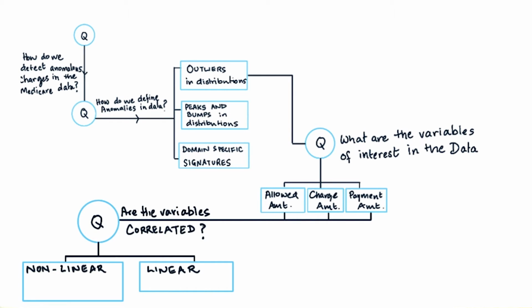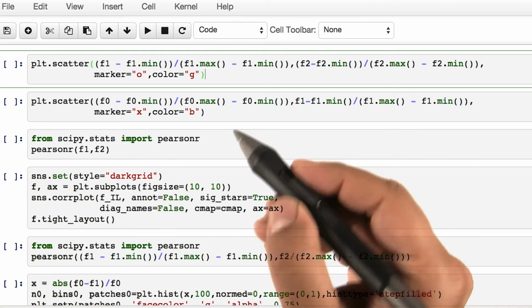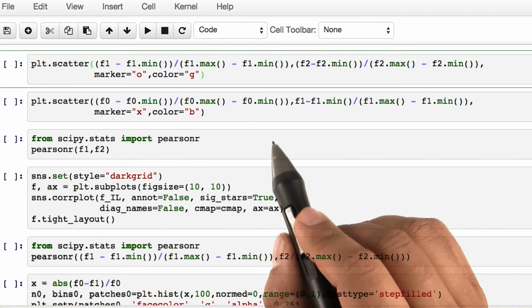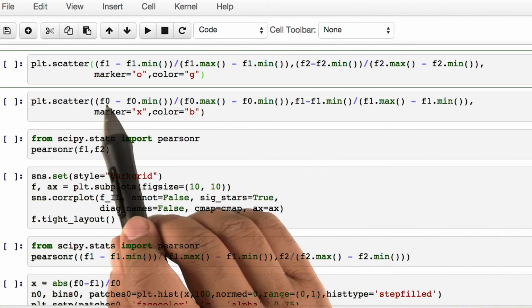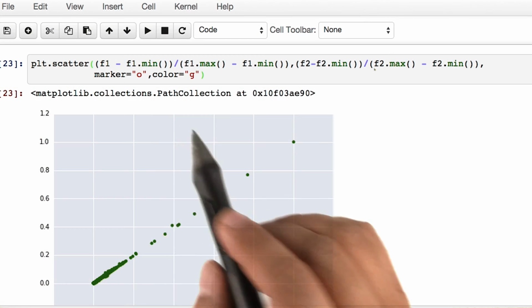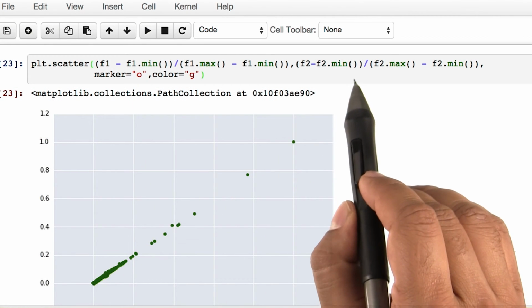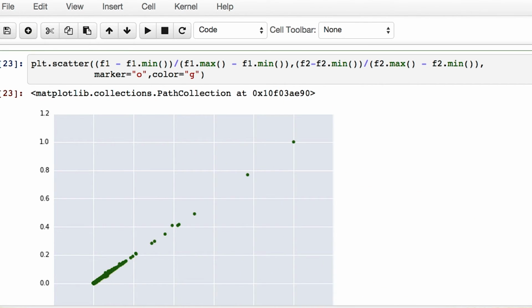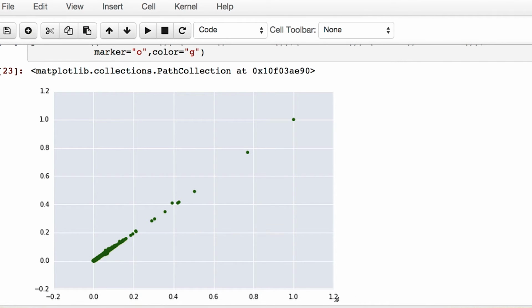In asking if the variables are correlated, we can ask if the correlation is nonlinear or if the correlation is linear. We can inspect this by looking at a scatter diagram of the variables. Let us now inspect the scatter diagram of the two variables f1 and f2. Notice that we have plotted both the variables after scaling them. Once you are done, you should have a graph that looks very much like this.